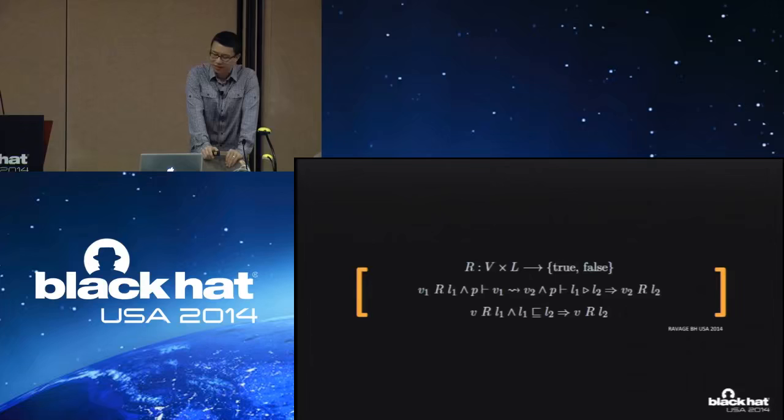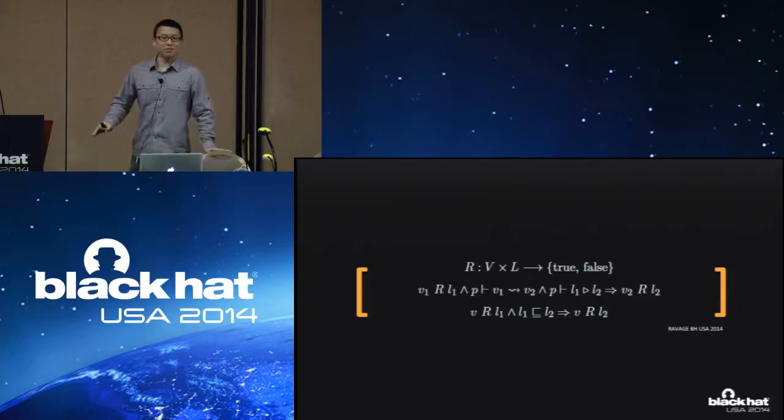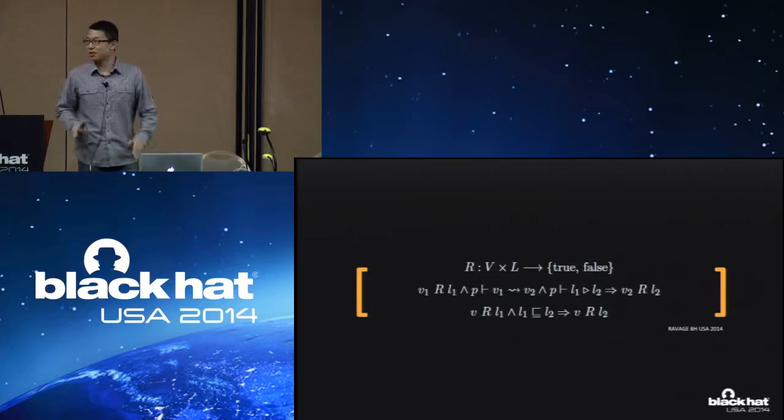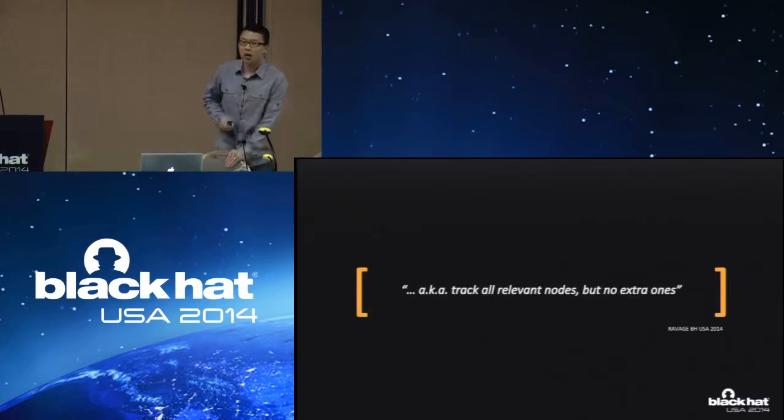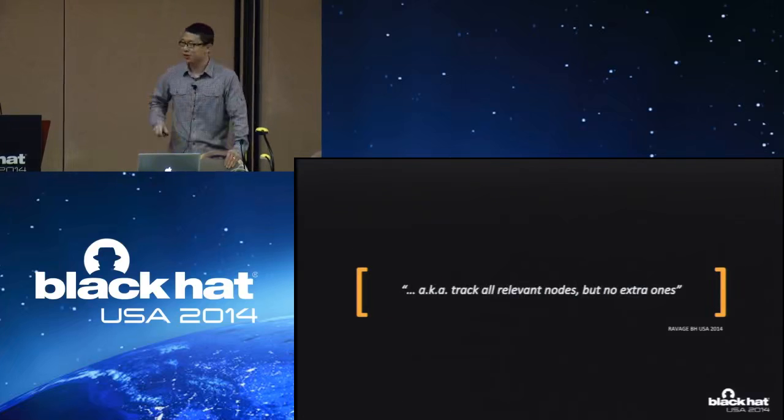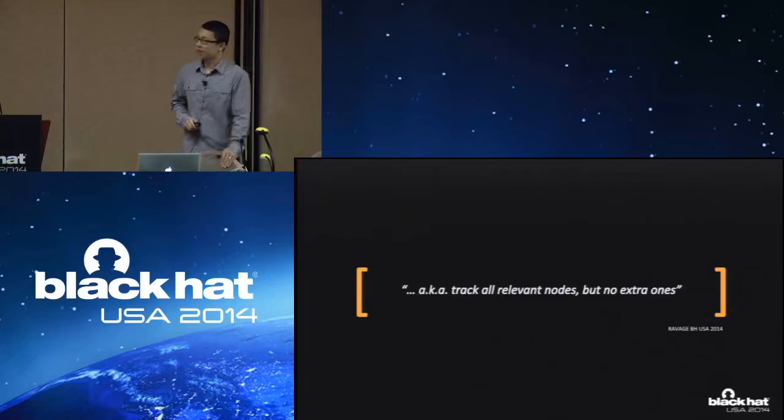Everybody likes math. Here's math. I personally don't understand what it means at all. It's basically ciphertext to me. It's indistinguishable from random characters. And what I do understand is that we want to track all relevant nodes, but no extra ones. And what do I mean by that?